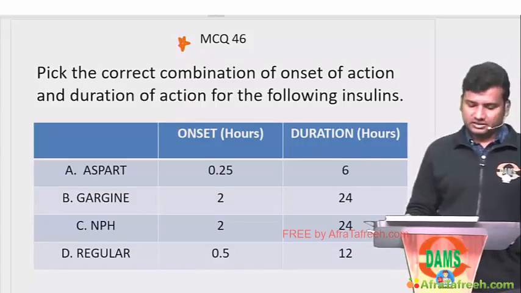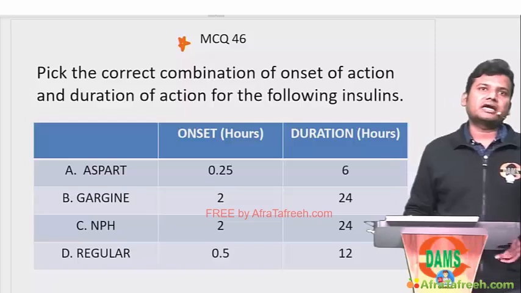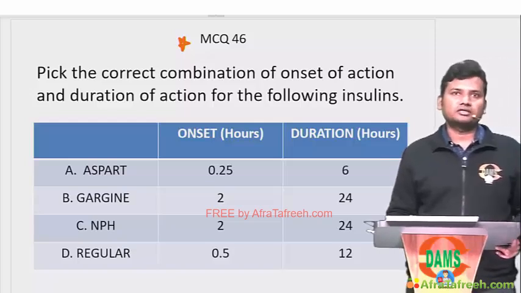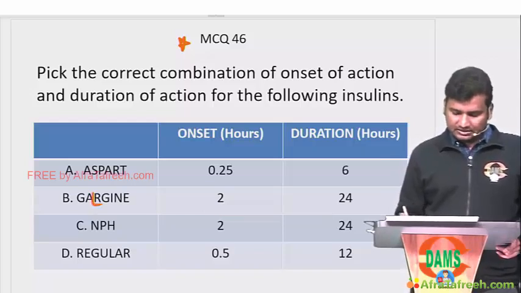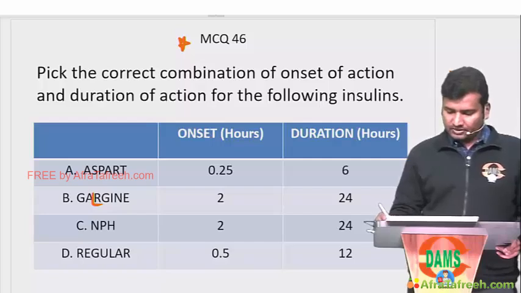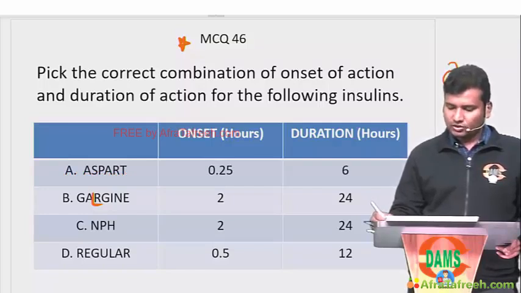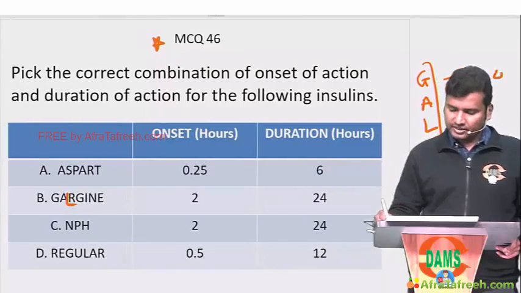MCQ number 46. Pick the correct combination of onset of action and duration of action for the following insulin. Aspart, glargine, NPH and regular. Now, how to remember this? GAL: glulysine, aspart, lispro. All these are short-acting insulins. Their action starts at 0.25 hours and duration of action is 4 hours.